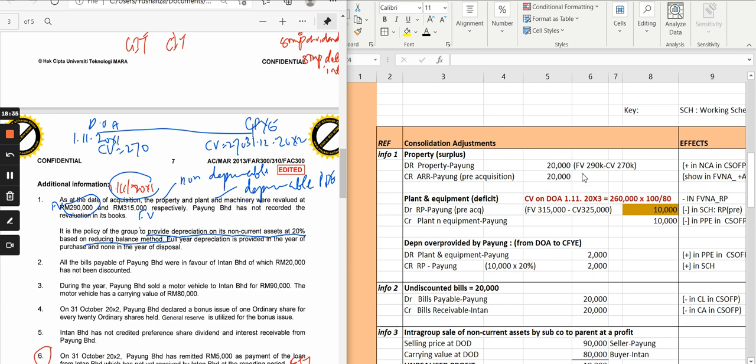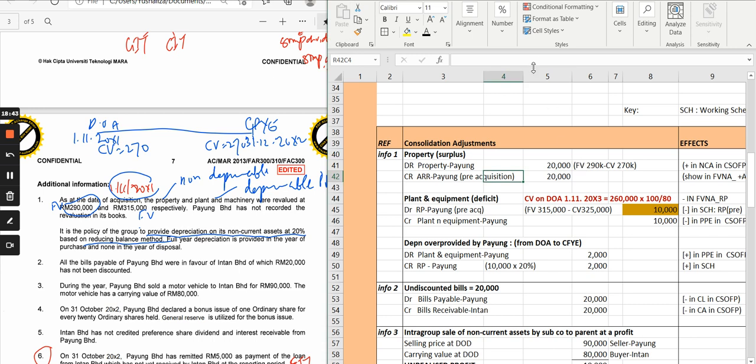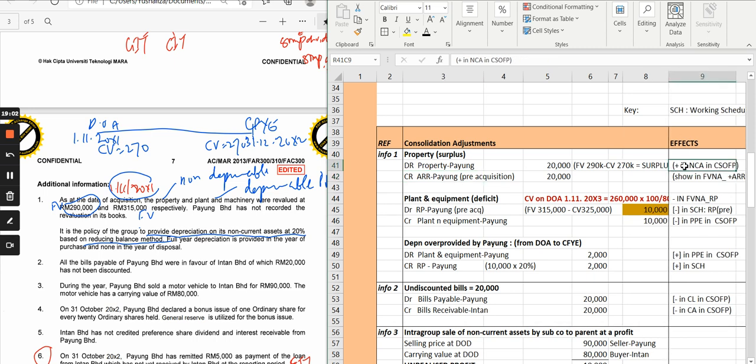So you would compare the fair value with the carrying value. When you compare, this will give you a surplus, and that surplus is revaluation surplus that has not been recorded. So now it has to be recorded. We record debit property, credit ARR, Payung, the subsidiary, and we will adjust the pre-acquisition profit. And when you do that, you also need to adjust your non-current asset later when you prepare your SOFP. Go and add to the property. We'll be doing that later.